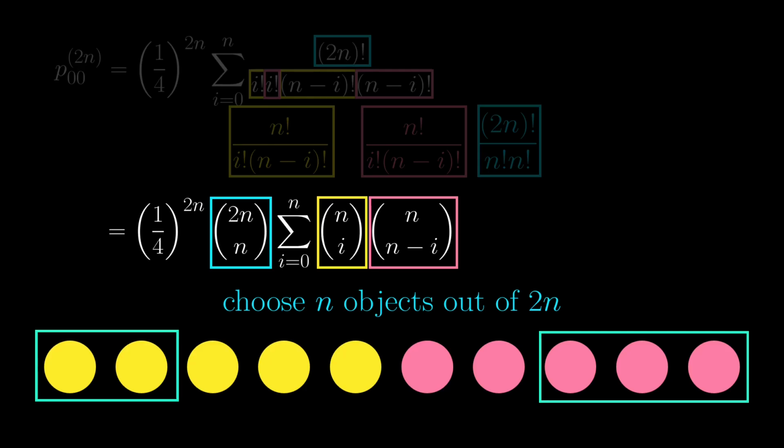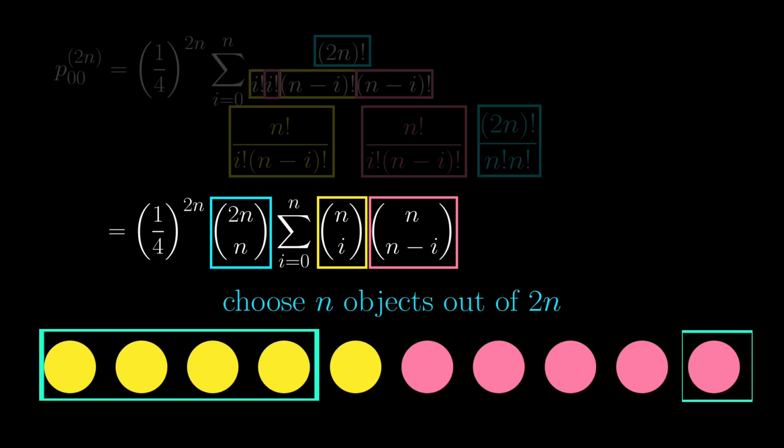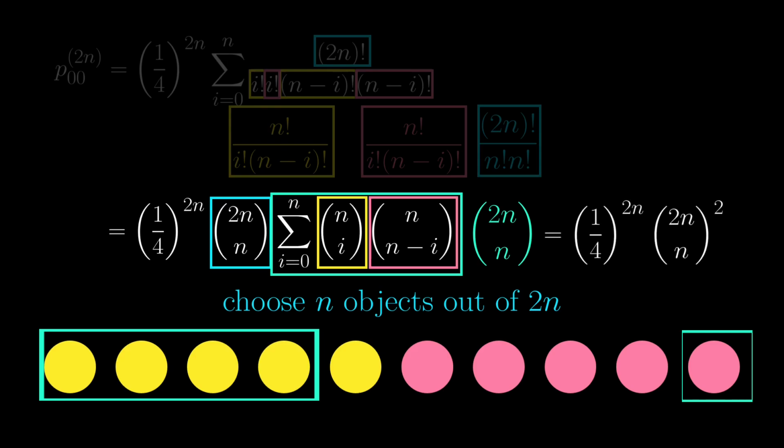If we have a different value of i, that gives a different subset of ways to choose n objects out of 2n. So if we sum up all possible values of i, that should give us exactly 2n choose n, and we get the final expression for this return probability in 2D.